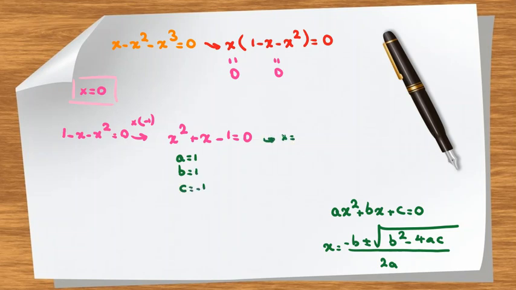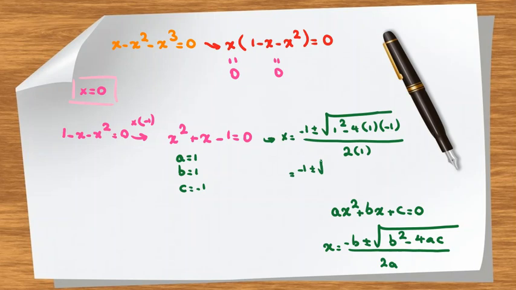So we can say x equals negative b, negative 1, plus or minus square root of b squared, which is 1 squared, minus 4 times 1 times c, which is negative 1, all over 2a, which is 2 times 1. Now if you simplify this, it will be negative 1 plus or minus square root of 5 over 2. Okay, so let's erase all things here that we don't need anymore.